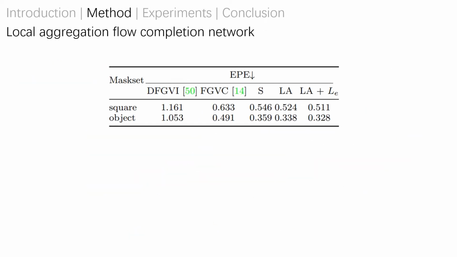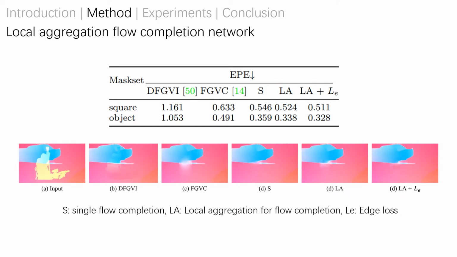In quantitative analysis, our method achieved much better performance than previous flow completion baselines. What's more, the steady improvement introduced by local aggregation and edge loss also demonstrates the worth of our method. In the qualitative comparisons, we observe the synthesized flow tends to retain more complete structures with local aggregation and clear motion boundaries with edge loss.